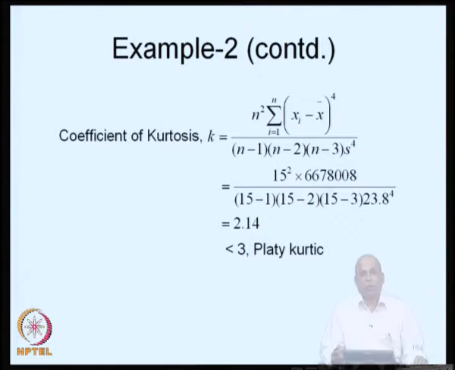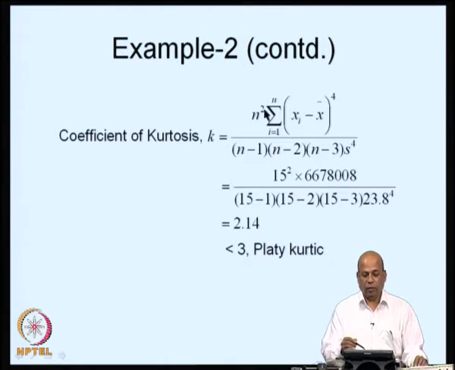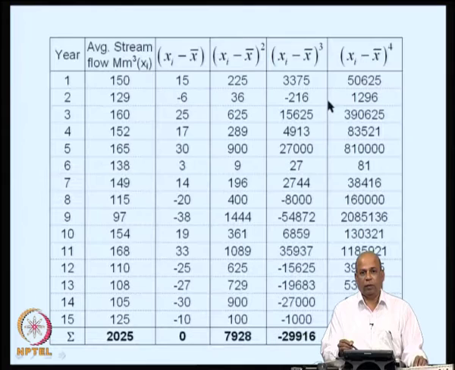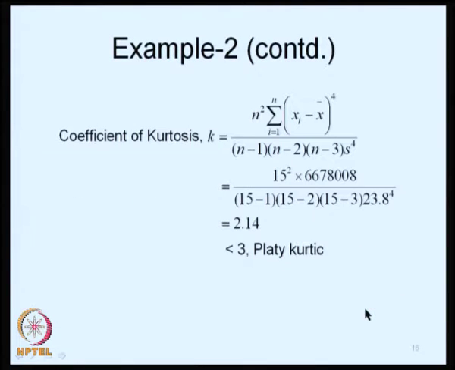Then we also get the coefficient of kurtosis, which is also called simply kurtosis. K is equal to n square, which is 15 square, times the summation of x i minus x bar the whole to the power 4. In this case, it was 6678008, which is the summation of this column here, and you use that, raise the standard deviation to the power 4. You have n minus 1, n minus 2, n minus 3, which is 14, 13 and 12, then you get 2.14.